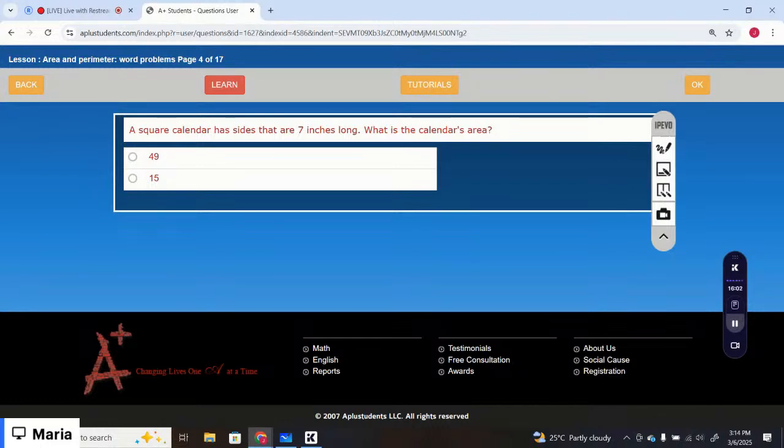A square calendar has a side length of 7 inches. What is the calendar's area? That is 7 times 7, 49. Option number 1 is the correct option. Okay, let's move on to the next one.